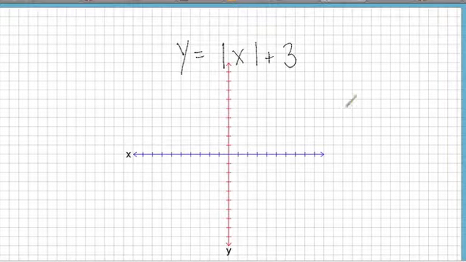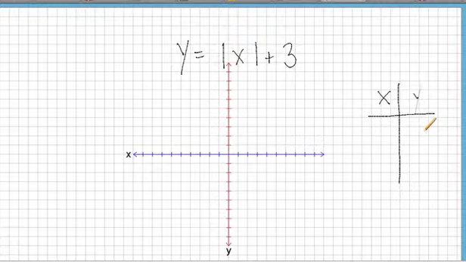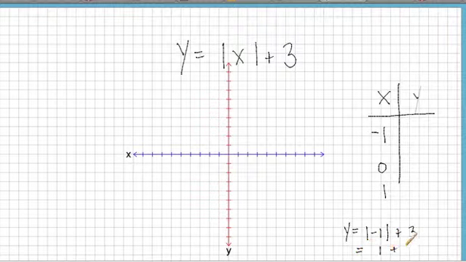So let's go ahead and make a t-chart over here on the side. And we're going to pick a couple points to plug in for x, and then we'll figure their output on y, and then we'll plot those points. I always like -1, 0, and 1 because they're super easy to compute. Let's go ahead and plug in -1. If we plug in -1, we get y equals the absolute value of -1, which is 1, plus 3. That simplifies into y equals 1 plus 3, so we would get 4.